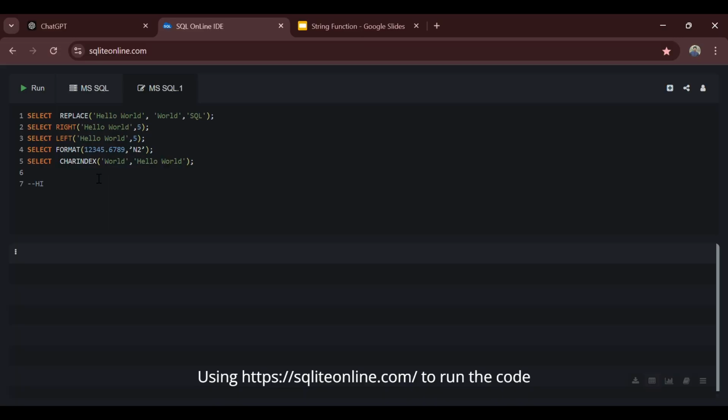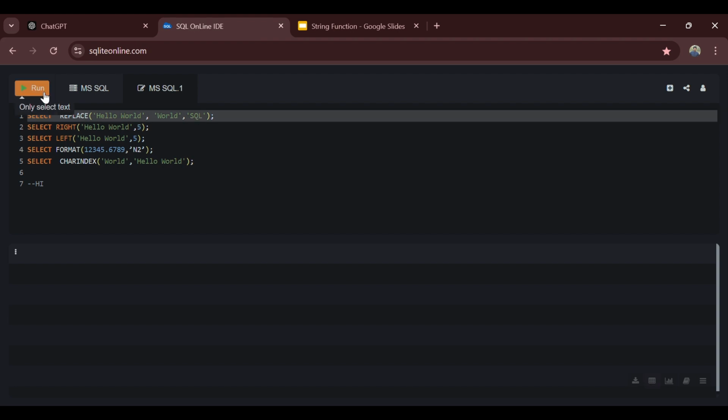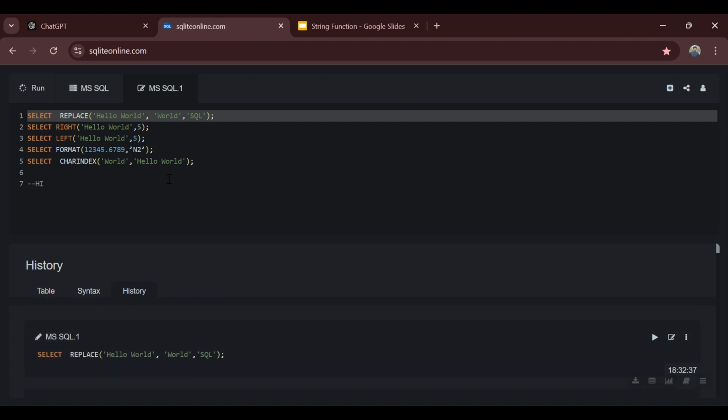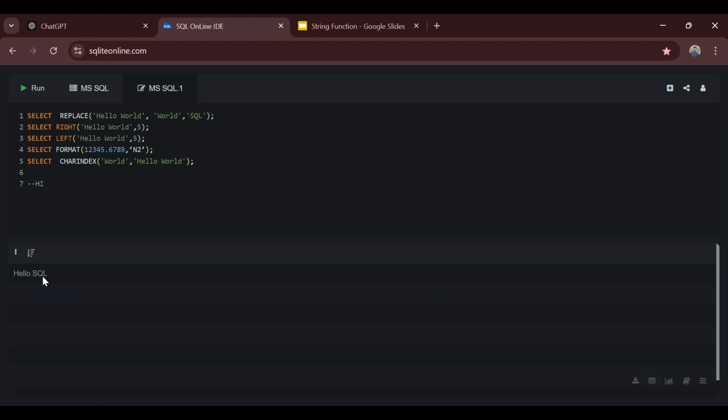Now let's see all the string functions with proper examples. The first one we have is the replace function. We are replacing the word world with SQL, so the output should be hello SQL. Let's run and see. See, the output is hello SQL. I hope this is clear. Now run the second one.